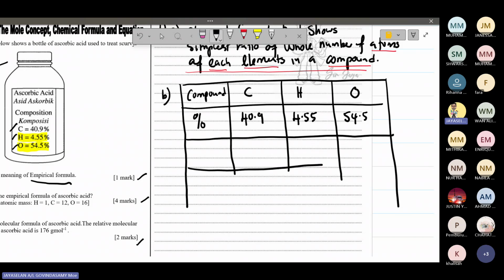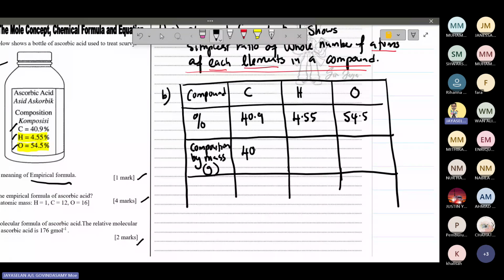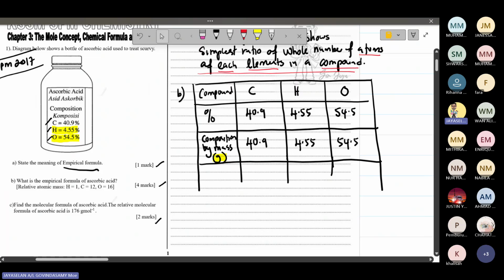So next point, you convert this percentage into the mass. How to convert this into mass? You must write this word: composition by mass. Composition by mass, then you put the unit gram. Now you can put 40.9 gram. But since you already put the unit here, you don't need to put it there. 4.55, 54.5. So the examiner will smile. Oh, this student is a very good student. He guided me very well.